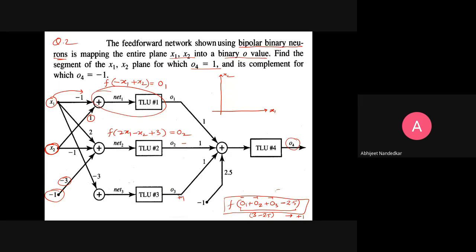Now when you go to the third one, it is receiving -3 into x1. Nothing else is received. Only this is the terminal here. So a function of that is my O3. Okay, so the 3 previous layer neurons are implementing these 3 functions.